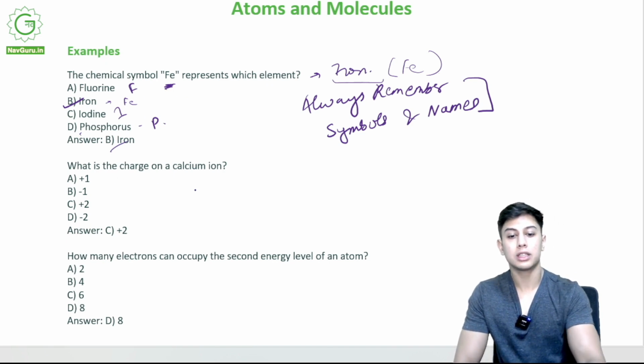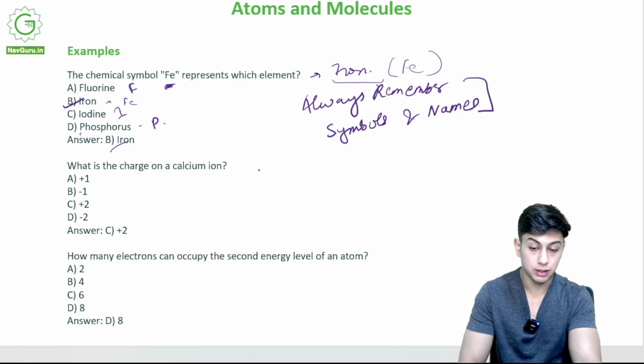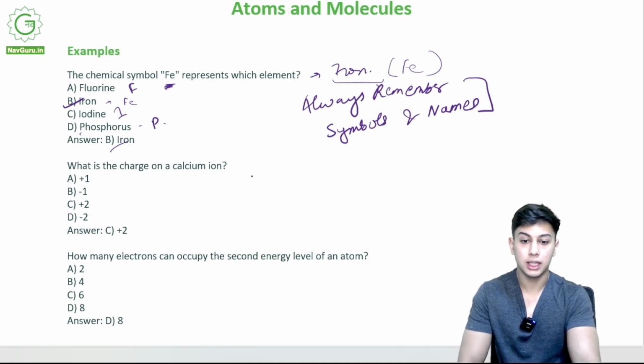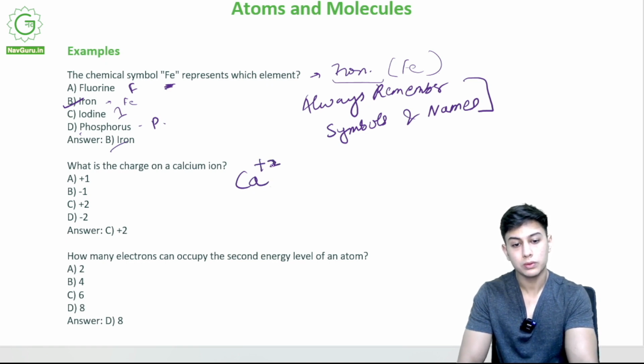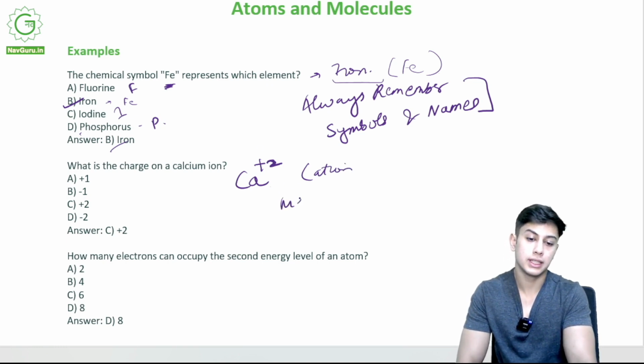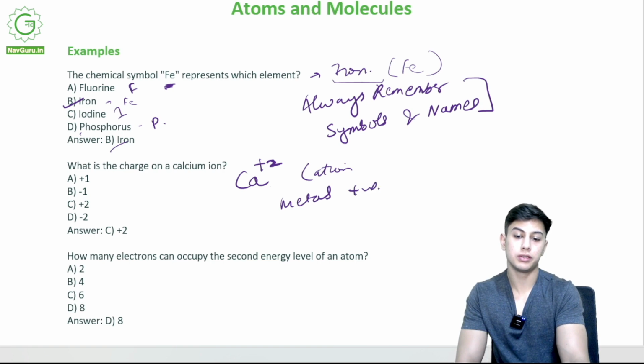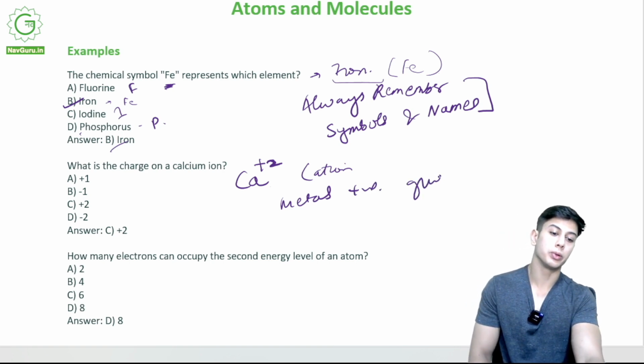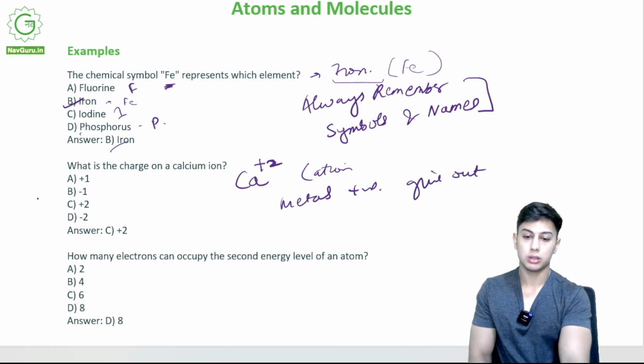What is the charge on a calcium ion? Ca. It's +2. It's a cation. It has charge +2. Metals have positive charge because they can give out. So +2.